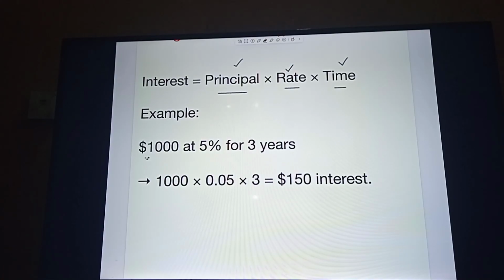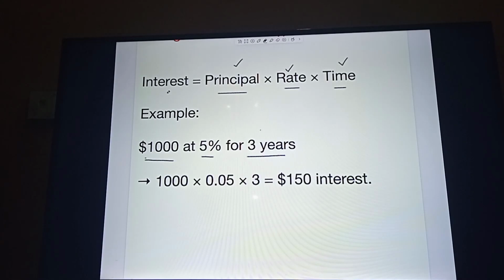Interest on $1,000 at 5% for 3 years. So if someone has taken 1,000 rupees from a bank at 5% interest rate and the duration of return is 3 years, then how much interest does the person have to pay?